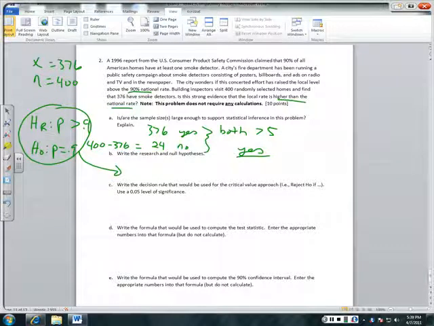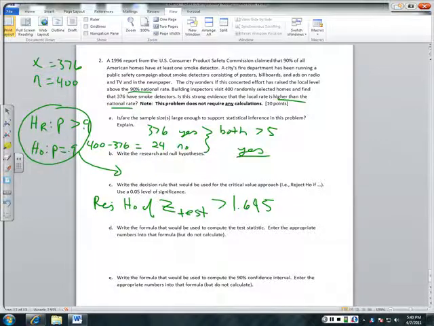Write the decision rule that would be used for the critical value approach. Reject HO if, anytime we have proportions it's a z-test, look at the research hypothesis, greater than. So 0.05 level of significance, go down to the bottom row of the t-table, one-tailed test 0.05, you should see 1.645.